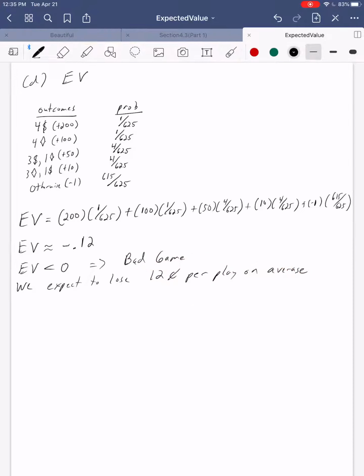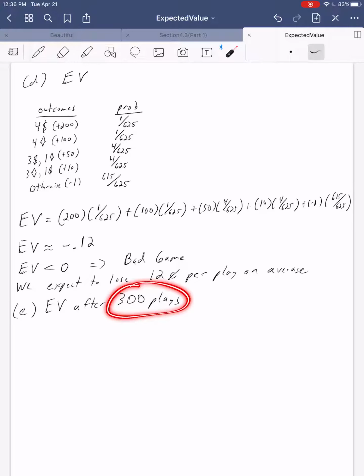Okay, let's go ahead and maybe give ourselves a little bit more context to work with. All right, let's say expected value after 300 plays. So we're saying now, say we know that we're going to sit down and play for 300 times. What do we expect to have happen? Well, we know that you're expecting to lose about 12 cents per play, and you're going to play 300 times.